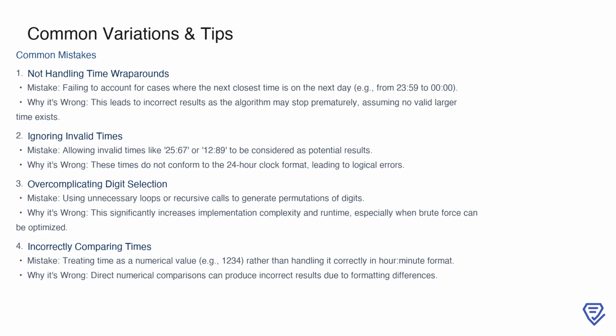Overcomplicating how you select digits is another mistake to avoid. Generating every permutation of digits using excessive loops or recursion is unnecessary and makes the implementation more complex than needed. Finally, it's important to compare times correctly. Treating hour and minute values as a single numerical entity, like 1234, can lead to incorrect comparisons because the formatting of time doesn't align with simple numerical values. Instead, time should always be handled in the hour and minute format to maintain accuracy.